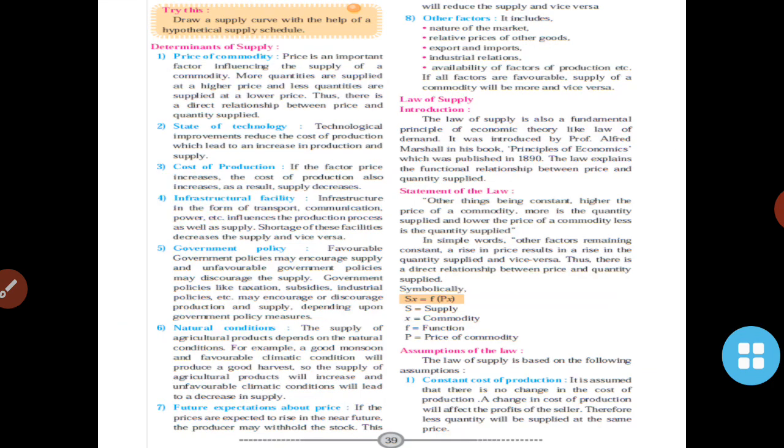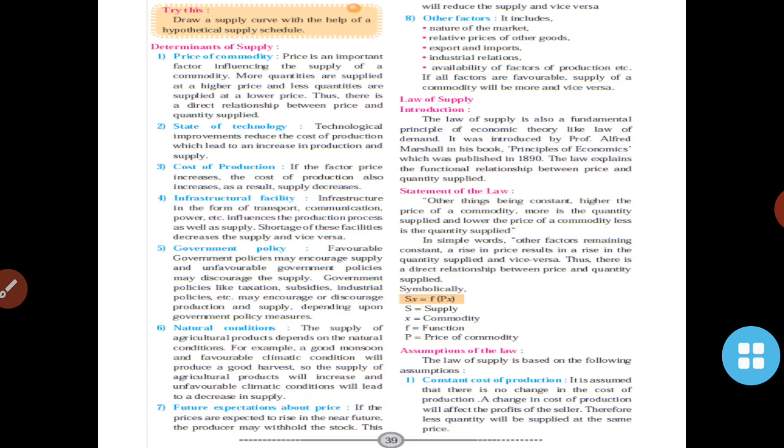Now here the determinants of supply are given. There are a total of 8 points. It can be asked in an exam also. First is the price of the commodity. Price is an important factor influencing the supply of a commodity. More quantity is supplied at a higher price, and less quantity is supplied at a lower price.